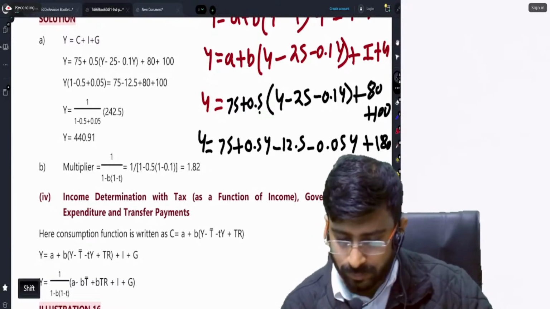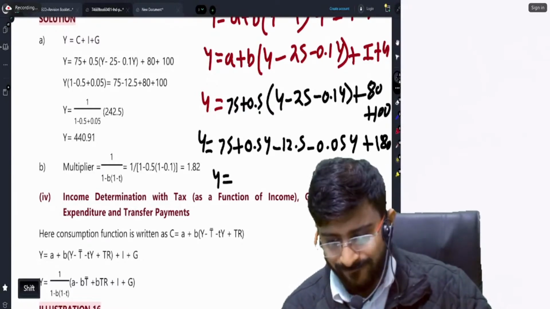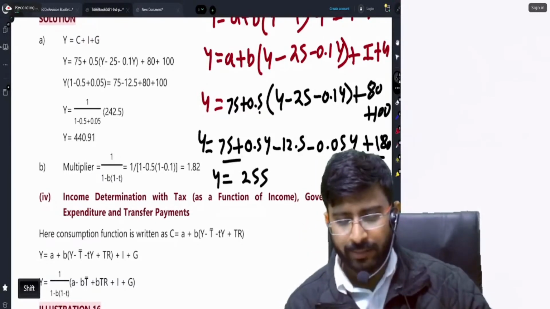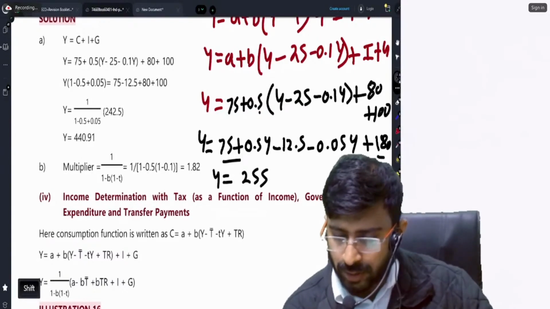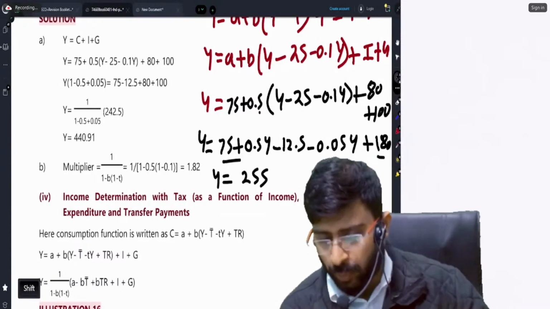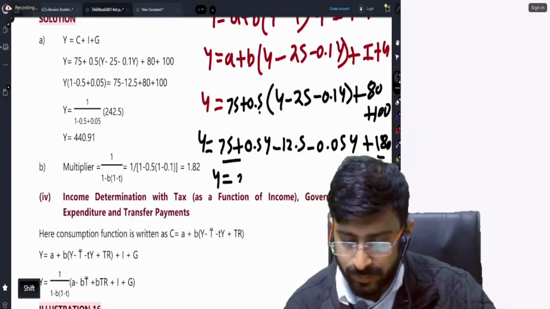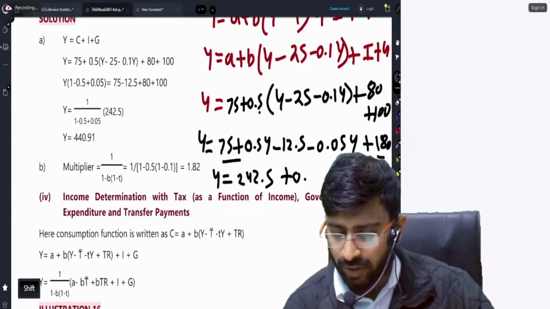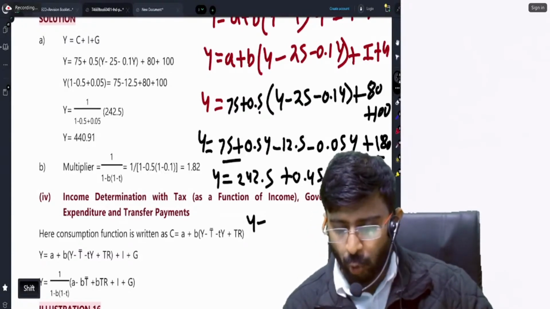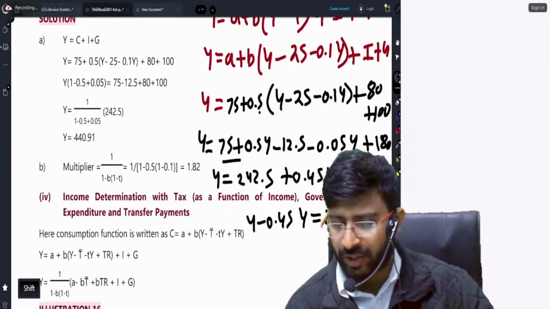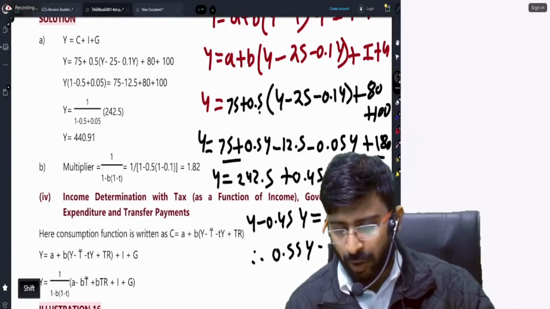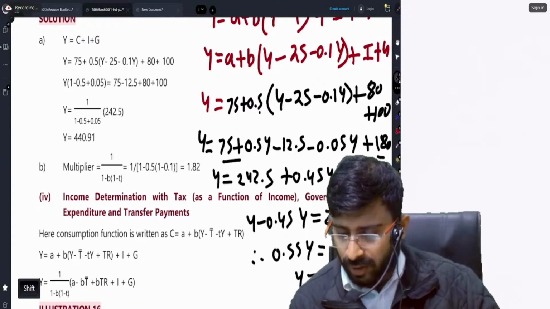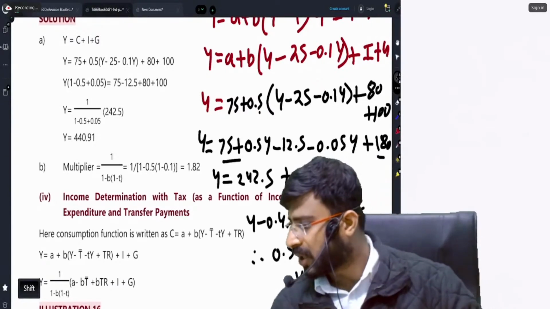Okay. So that is 225. Not 225, even greater than that, 255 rather. It's 255, and here it is 12.5. So 255 minus 12.5 would be 242.5. 0.5 minus 0.05 is 0.45. Very good. So y minus 0.45y equals 242.5, and therefore 0.55y equals 242.5. Y equals 242.5 by 0.55. Please calculate how much you get.